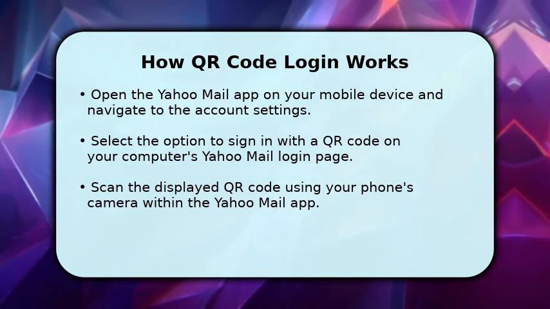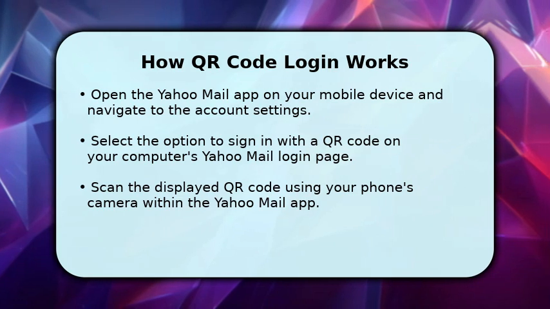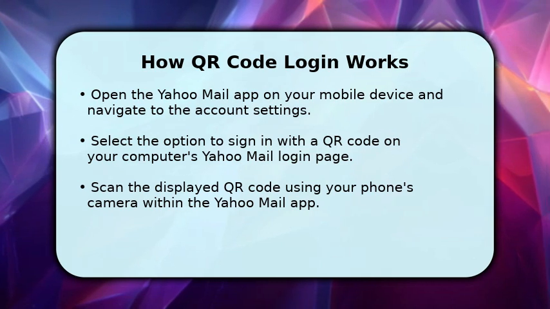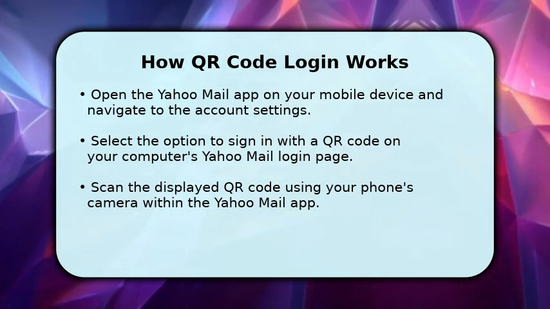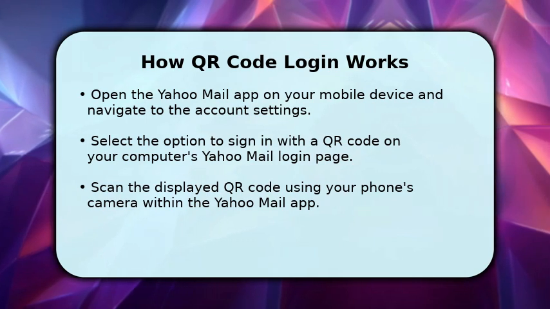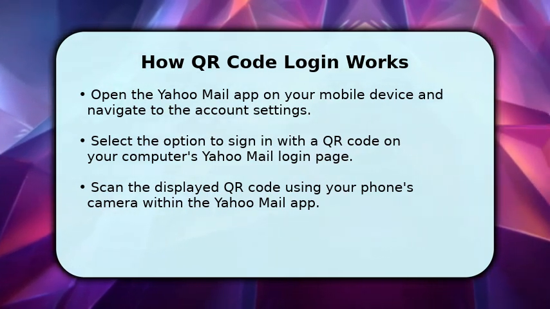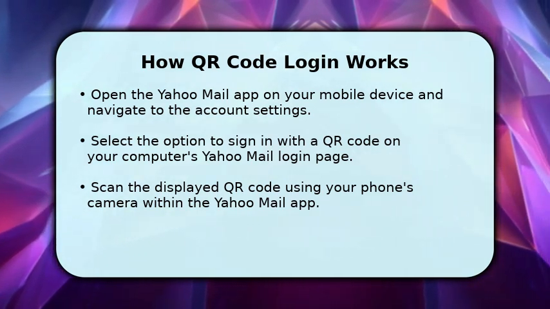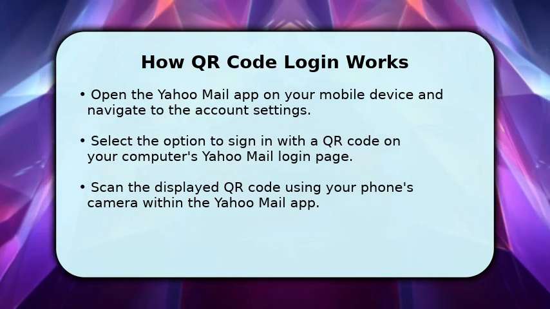On your computer, visit the Yahoo Mail login page, and instead of entering your password, look for the Sign In with QR code option. A unique, one-time QR code will then appear on your computer screen. Simply point your phone's camera at this code within the app, and your desktop session will be instantly authenticated. It's a seamless two-step verification process.